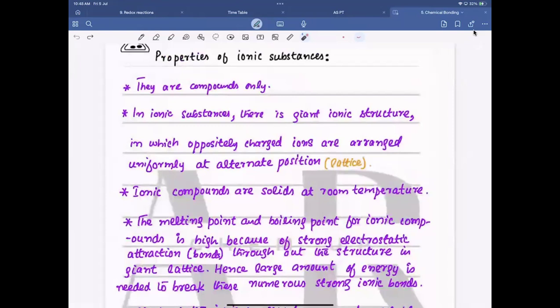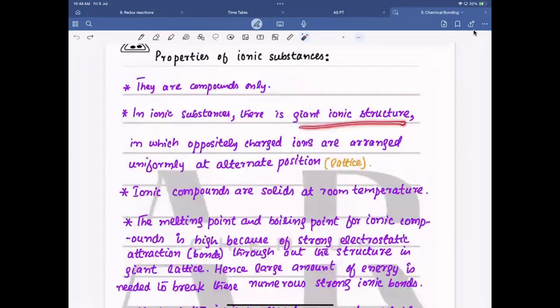Yeah, sure. The first very important thing is that their structure is a giant ionic structure, and that's why we don't say that they have molecules. In the giant ionic lattice, we have oppositely charged ions arranged uniformly, at alternate positions.